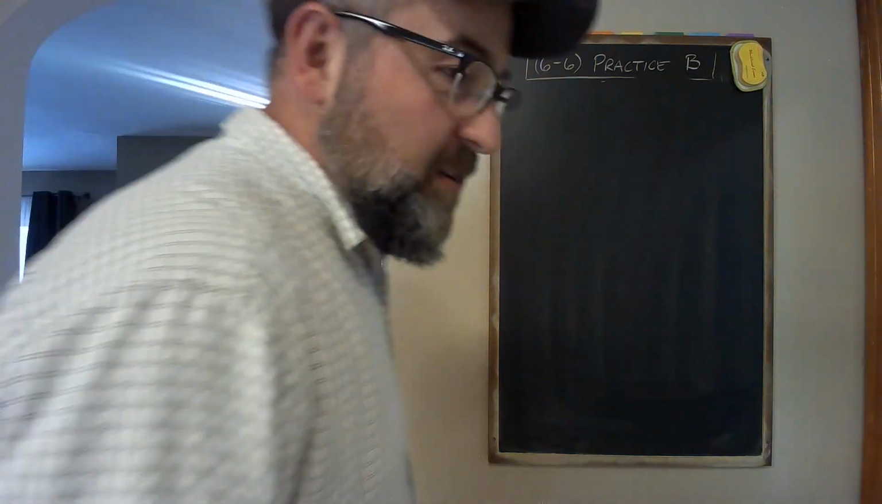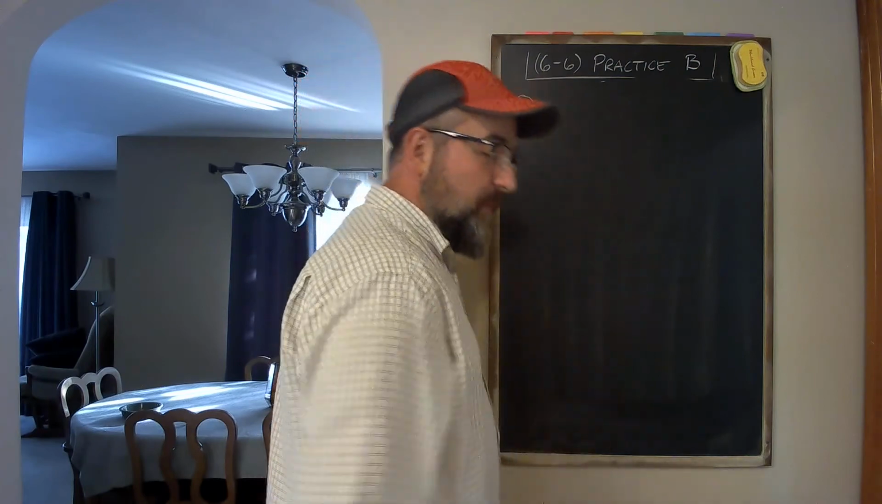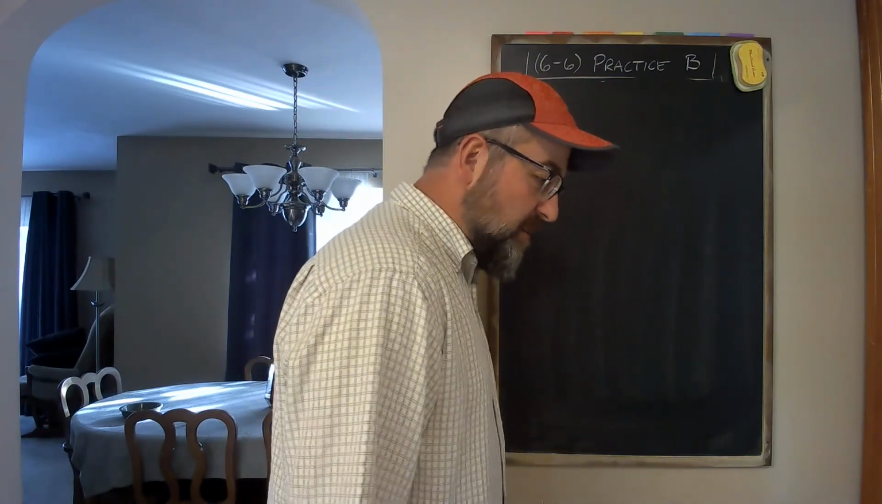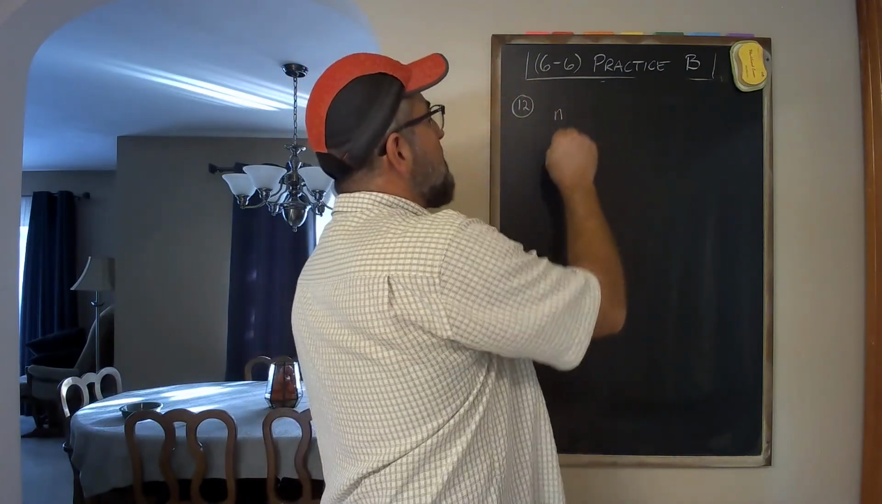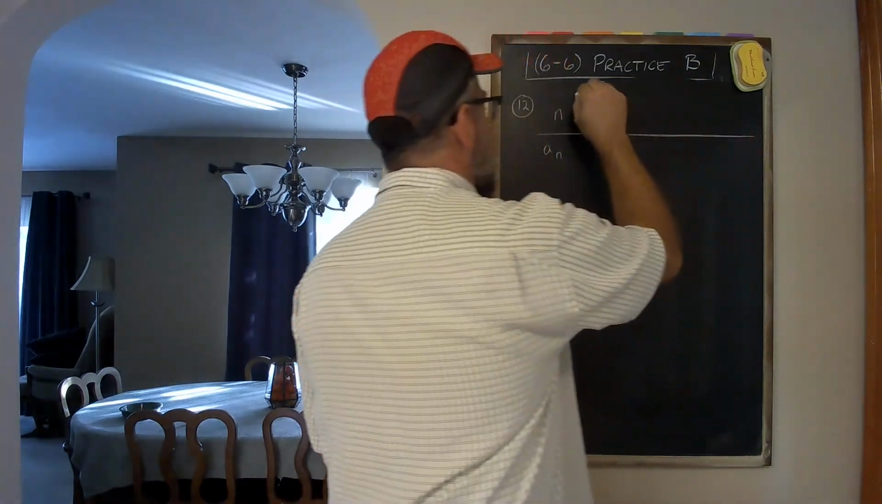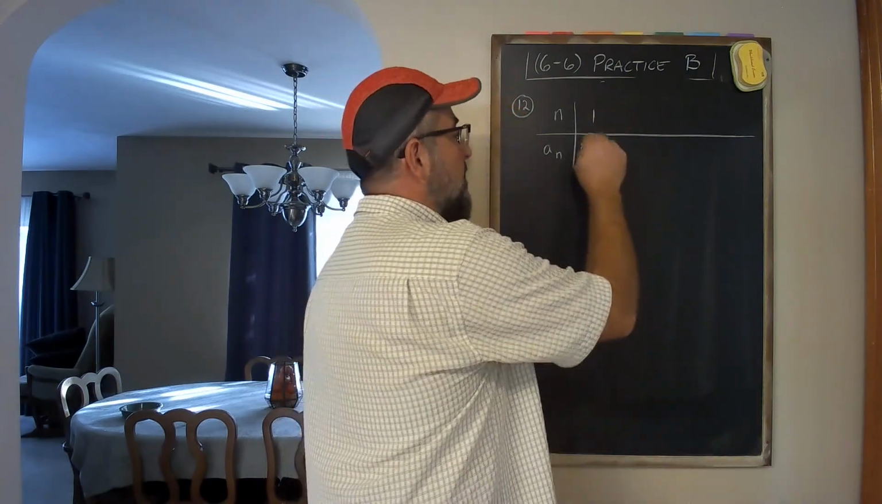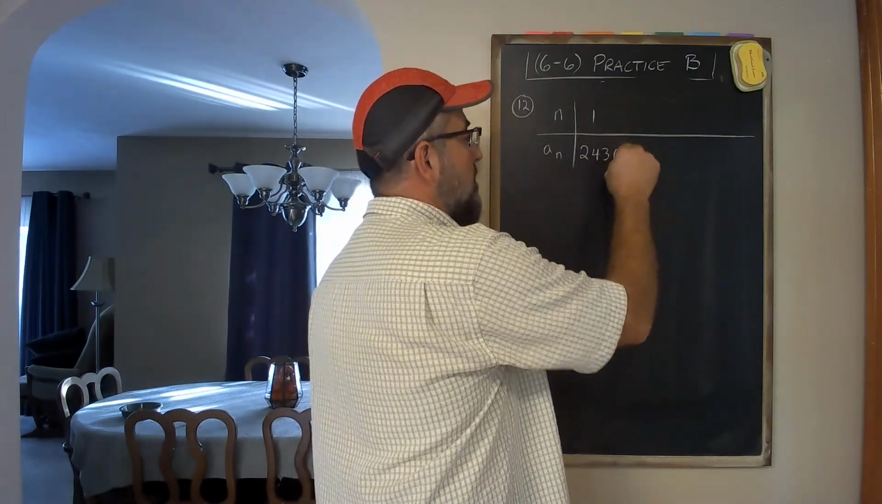Here we go. Let's take a look at number 12 now. Number 12, again, we're writing the formula, and then we have to find the sixth term. So the way they gave us this one, they used a table. They used n and a sub n, and they're telling you when n is 1, you're looking at your first term, and your first term is 2,436.